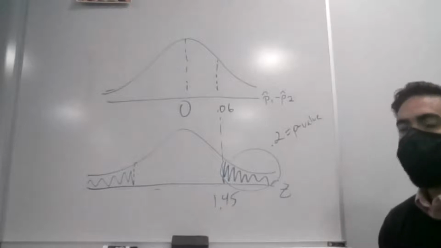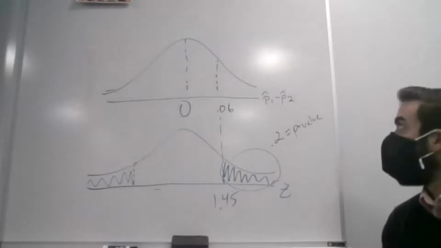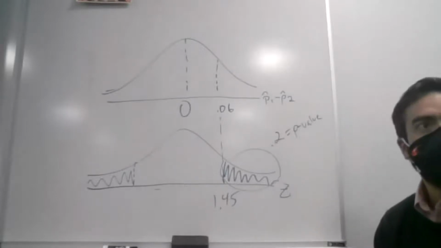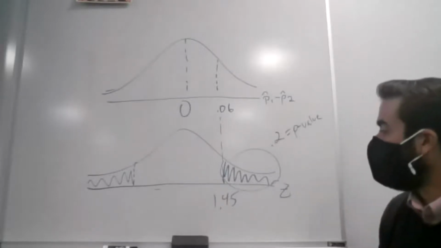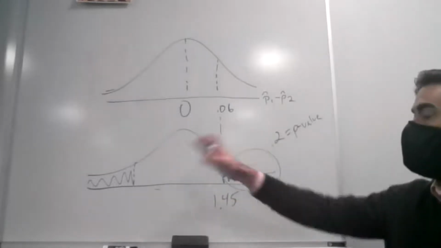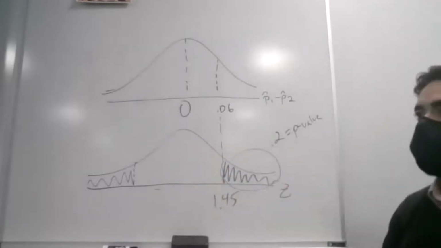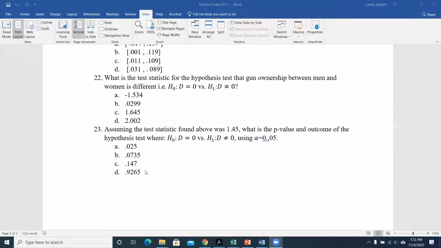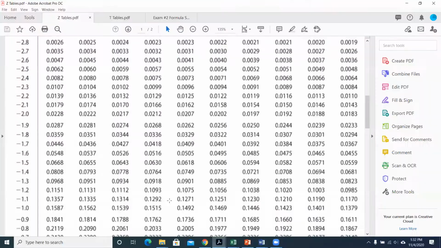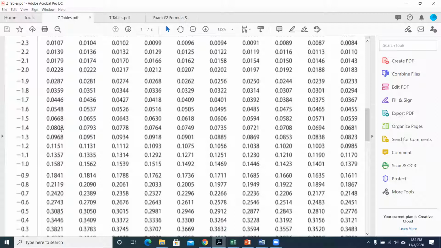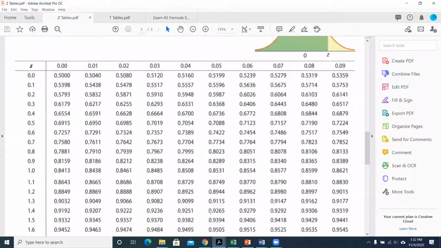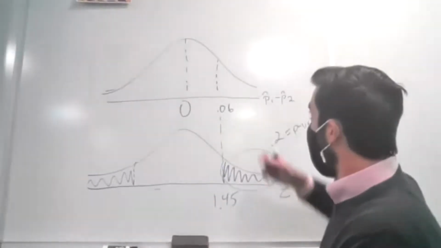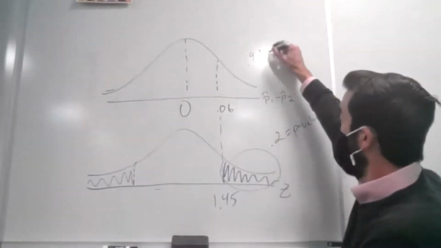So I've got 1.45. I have a proportion example, so I can use the standard normal distribution. I can go to the z table and look up 1.45. It'll tell me the area to the left, so I'll have to subtract it from 1 to get the area to the right. So scroll down here, 1.45. That's 0.9265.